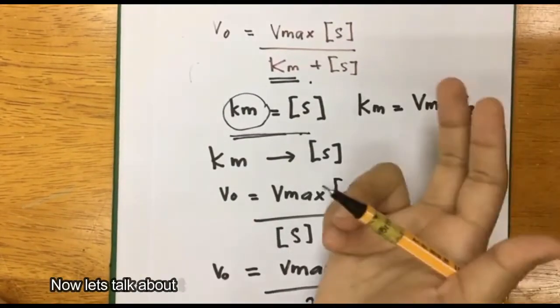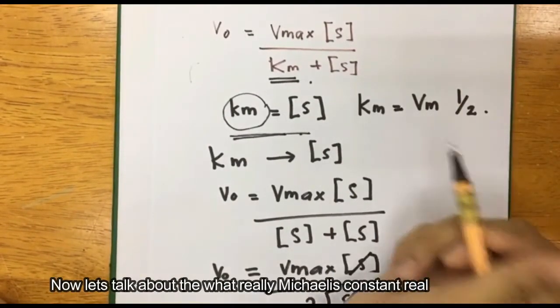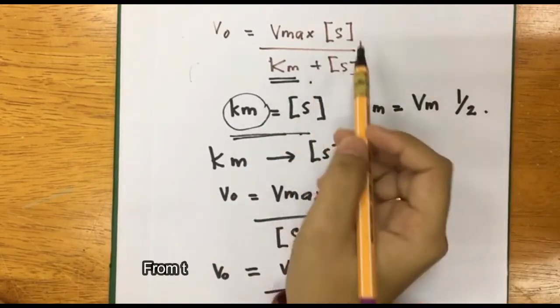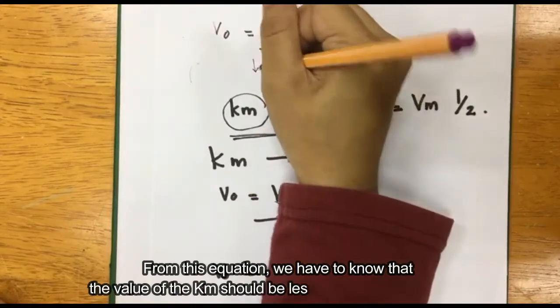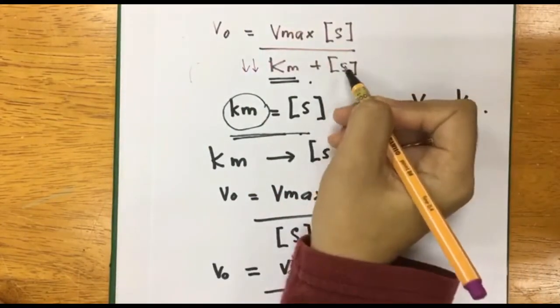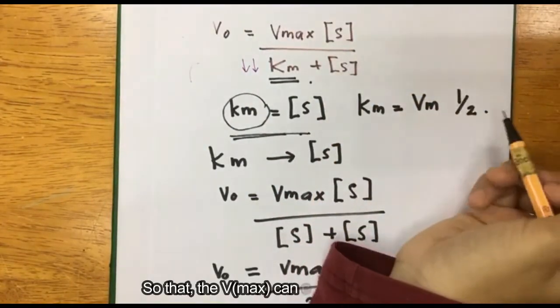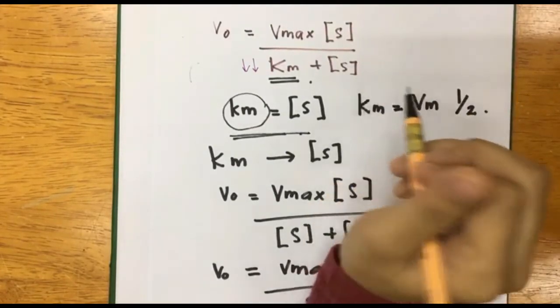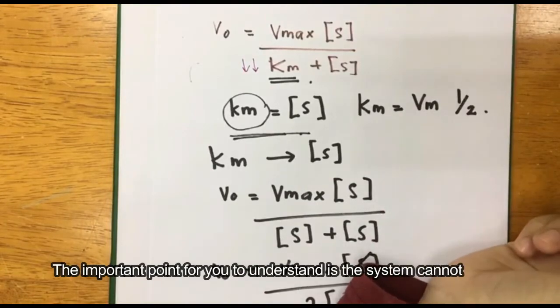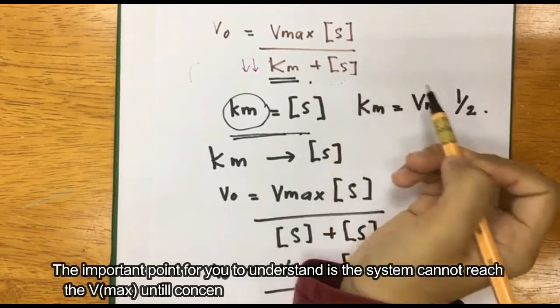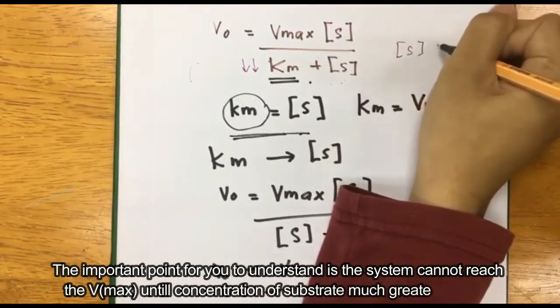Now let's talk about what the Michaelis constant really represents. From this equation, we have to know that the value of Km should be less than the concentration of S so that the Vmax could be achieved. The important point for you to understand is the system cannot reach the Vmax until the concentration of substrate is much greater than Km.